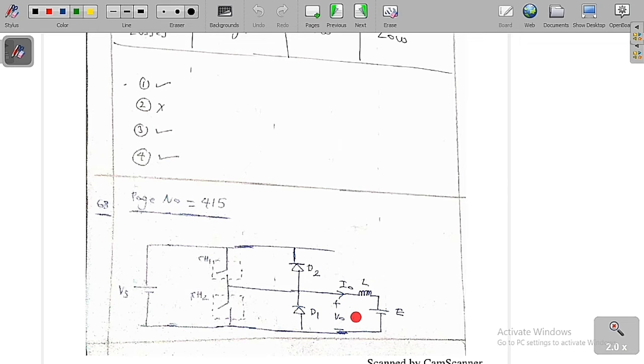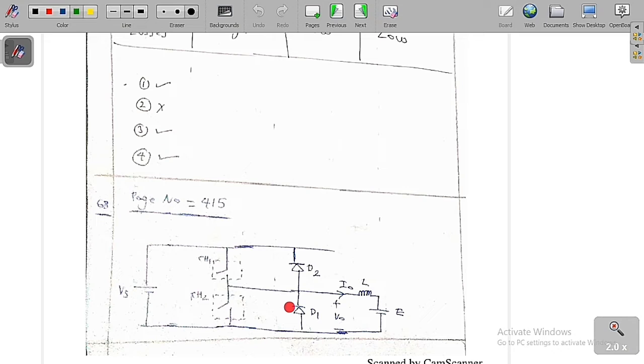In the third case, the next step I am going to do is turn on the chopper CH2. So therefore the inductor is going to get charged in the reverse fashion, in the negative direction, whereas the output voltage is equal to 0 because of the short circuit. So the output voltage is equal to 0.